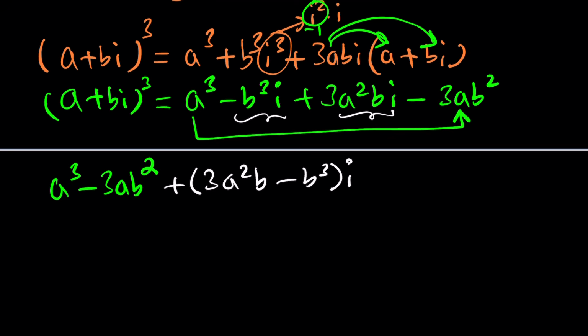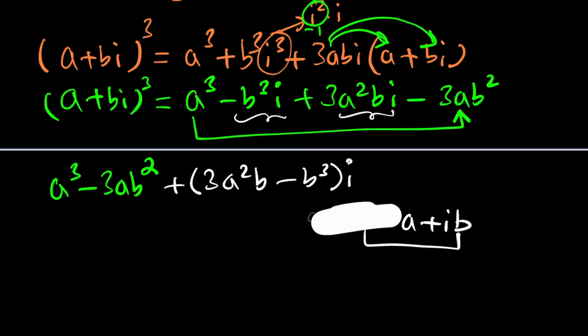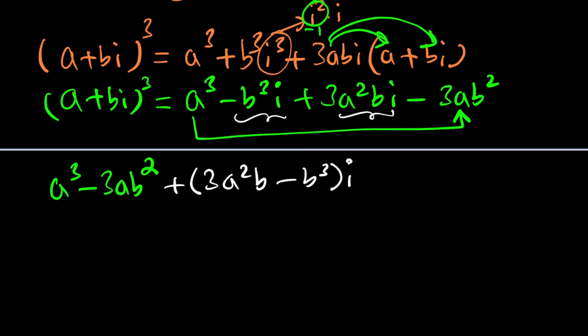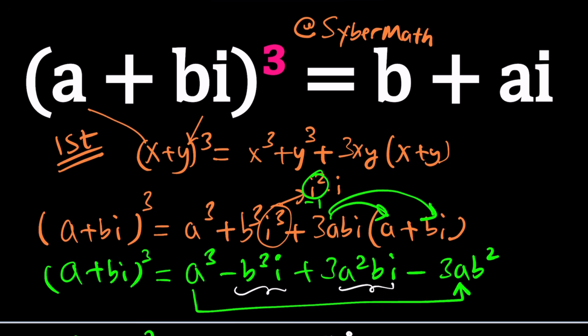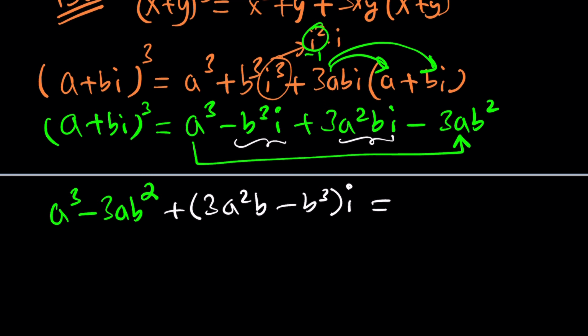Remember yesterday when we did the problem about systems of differential equations, we used a slightly different version. We didn't use x plus yi or a plus bi, but we used something like a plus ib. By the way, these two things are equal because they commute. Make sense? So it doesn't matter how you write it. Some people write it as a plus ib. No big deal. Now this is equal to the right-hand side, which is b plus ai.